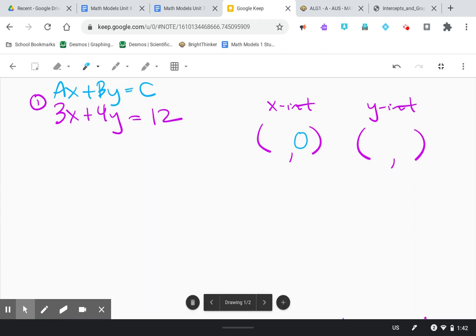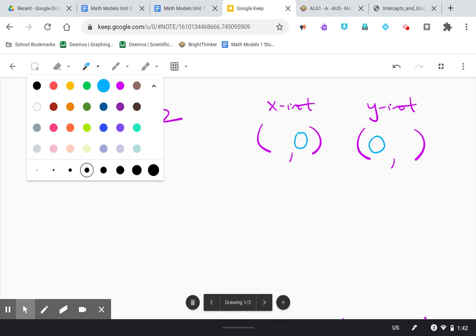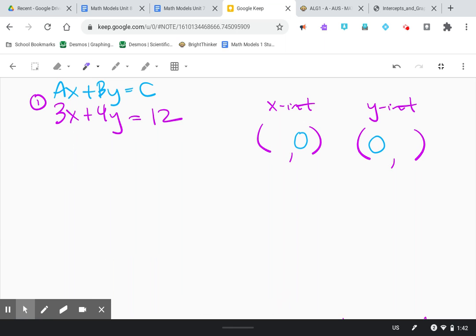And in y-intercepts, the x value is always 0. So how does that impact the way we solve it? Well, in a sense, when I am looking at a standard form equation and I want to find the x-intercept, it means that the y is going to go away. So again, when I want to find the x-intercept, the y is going to go away.